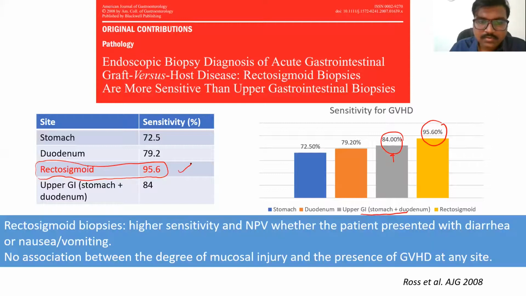They also did a subgroup analysis. They found that irrespective of whether the patient presents with upper GI manifestations or lower GI manifestations, the yield is high in the rectosigmoid. And they did not find any association between the endoscopic appearance and the presence of GVHD or the severity at any site.